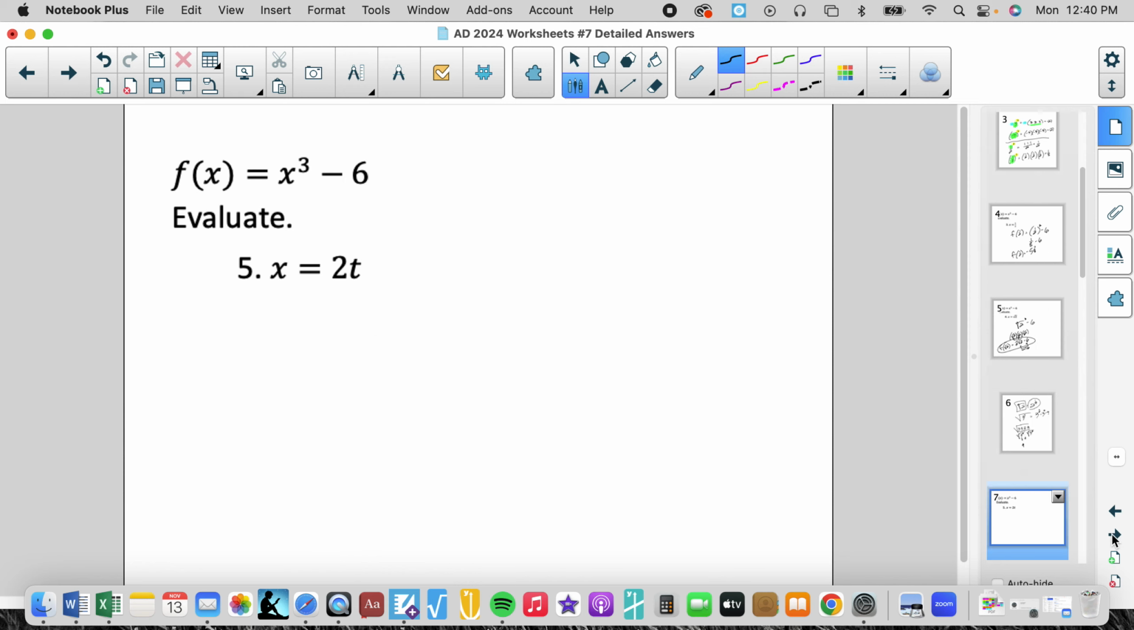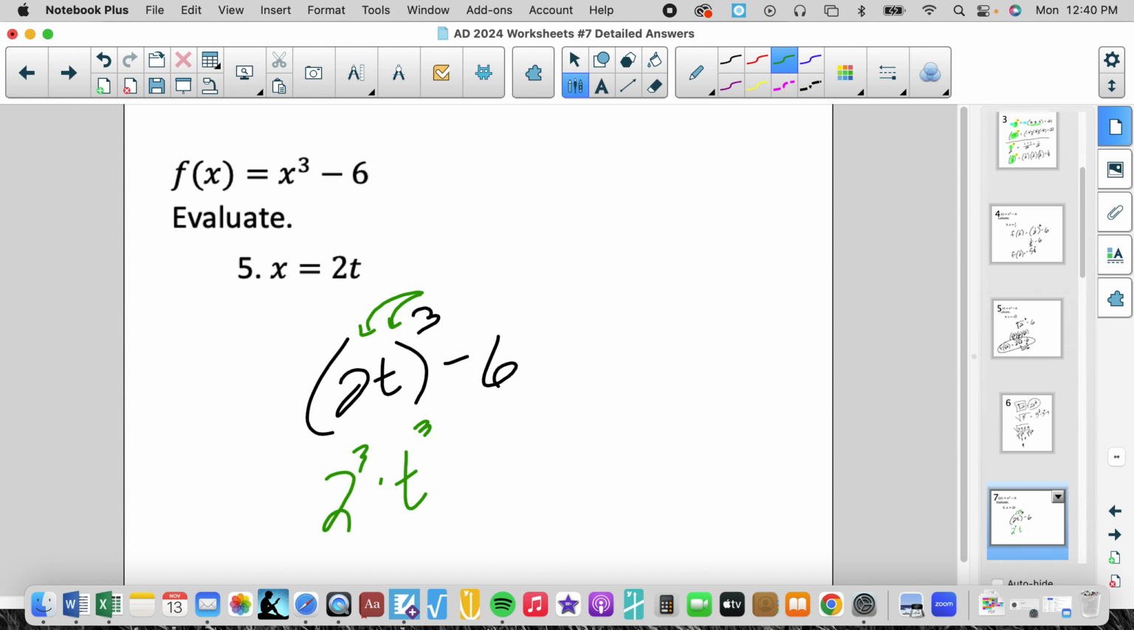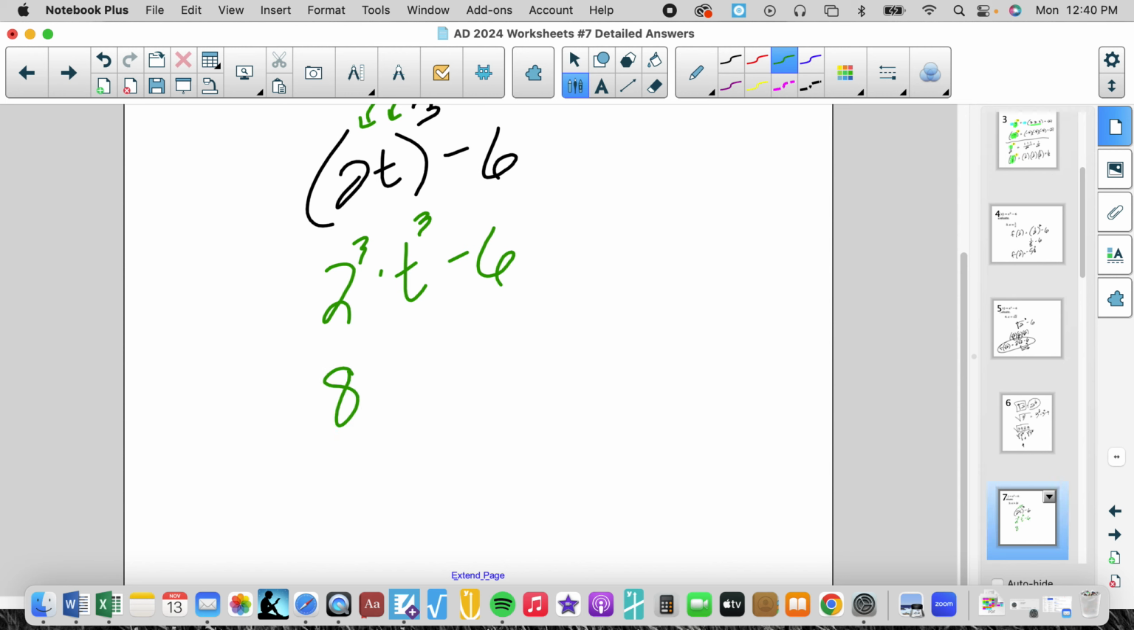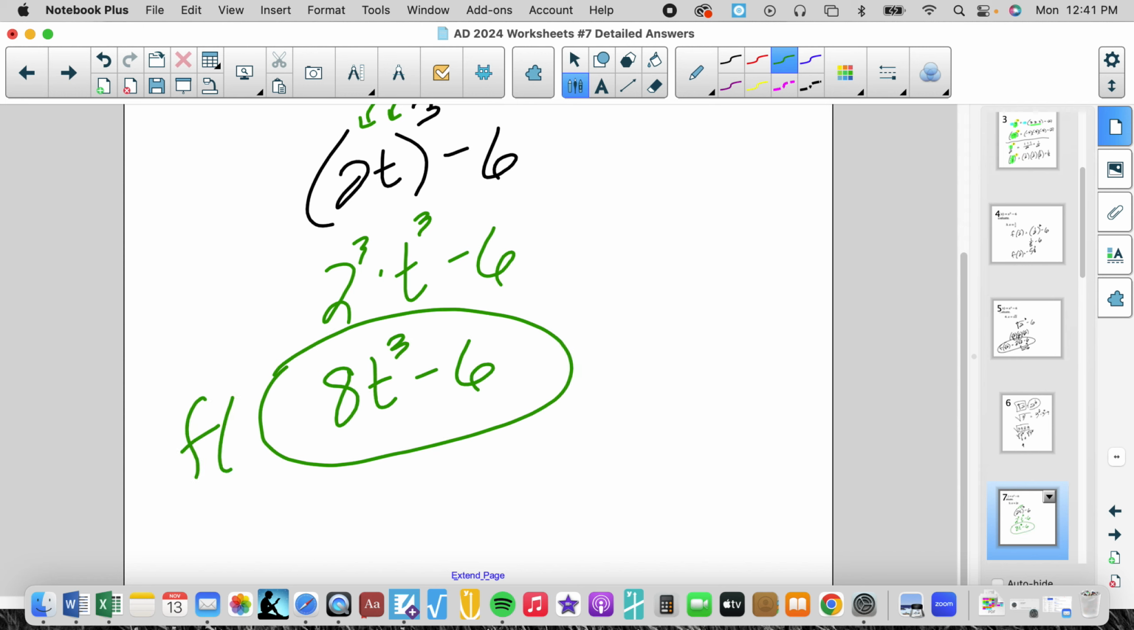So this time x is equal to 2t, so we have (2t) cubed minus 6. Now we cannot distribute exponents across addition or subtraction, but you can distribute them across multiplication. So that simplifies to 2 cubed, which is 8, t cubed minus 6, which would be your answer. F of 2t is equal to 8t cubed minus 6.